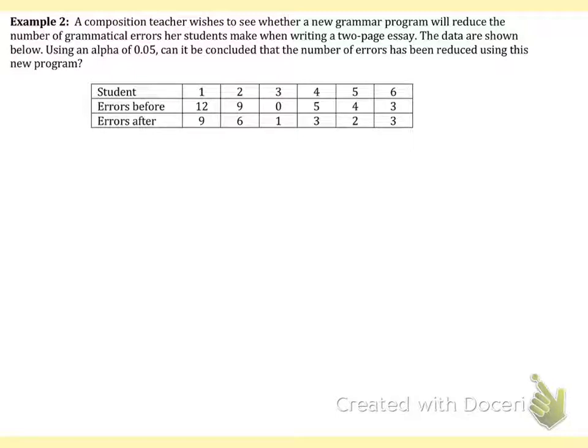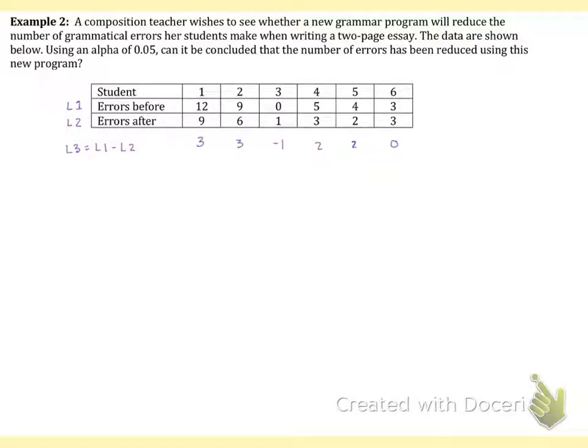This is a before and after scenario. So let's put the errors that were made before the new grammar program into L1 and the errors after the new grammar program into L2. And then we'll let L3 equal L1 minus L2. And when you put that in your calculator, you'll get 3, 3, negative 1, 2, 2, and 0 for L3.